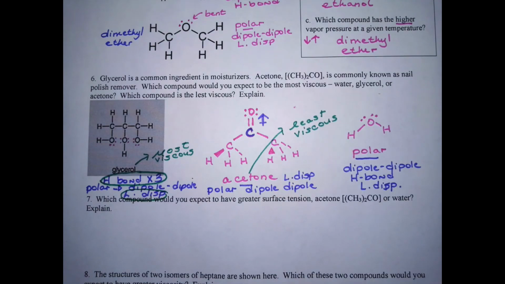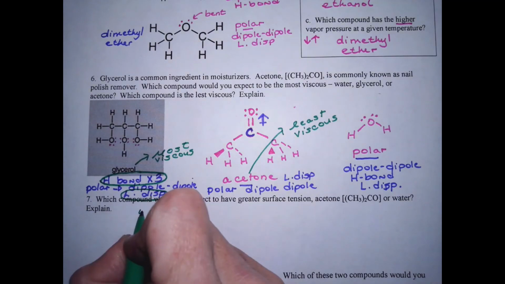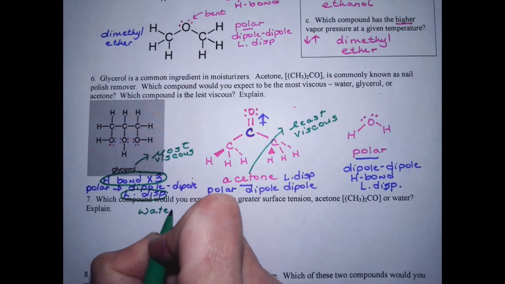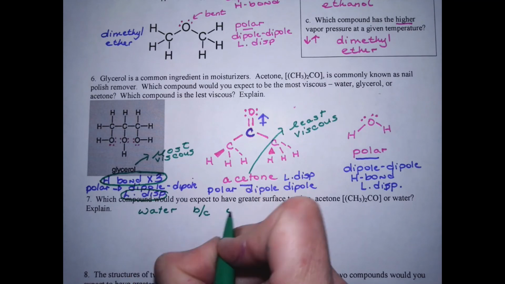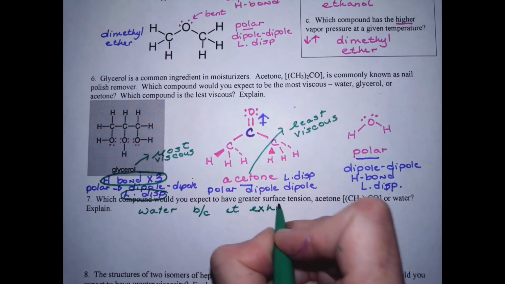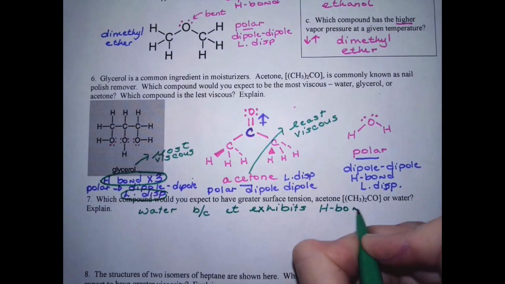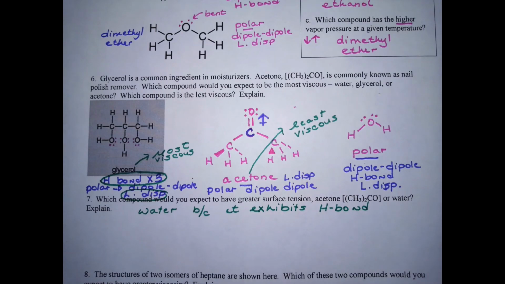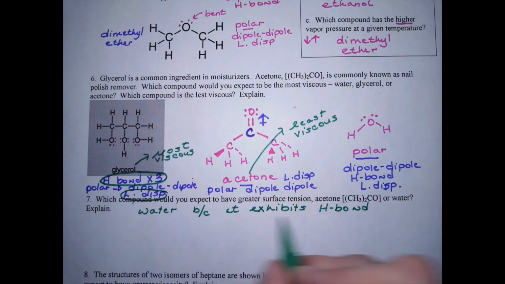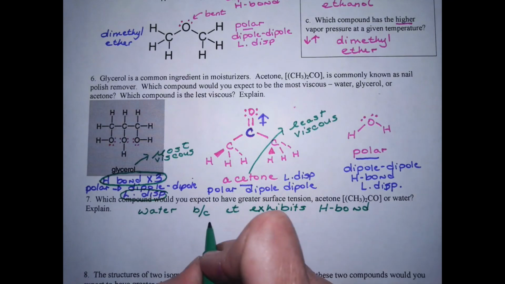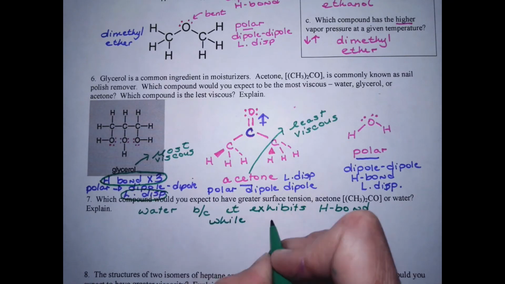Part 7 asks us to look at surface tension and to compare acetone or water. I'm going to go with water because it exhibits hydrogen bonding. It has one more intermolecular force and a very strong intermolecular force at that, right? Hydrogen bonding is the strongest of all the intermolecular forces. And so water would have a greater surface tension because it exhibits hydrogen bonding, while acetone does not.